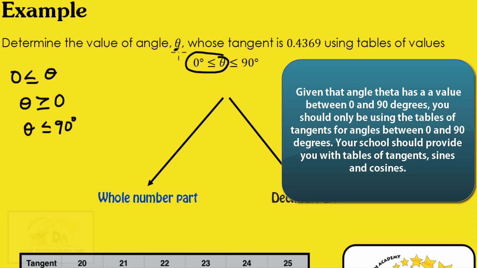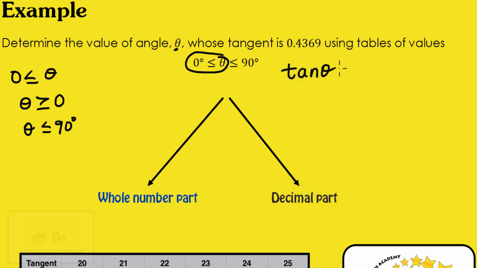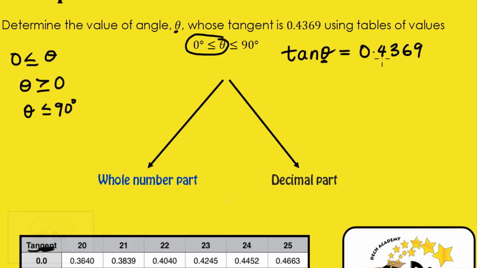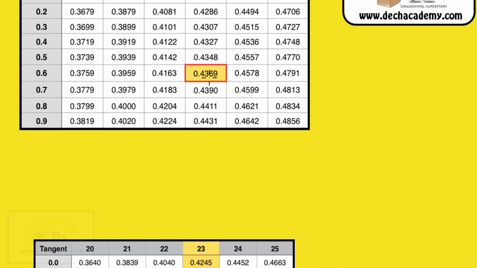Anyway, we don't know the angle, but we're given the tangent. So we know that the tangent of theta is equal to 0.4369. So how do you work out the angle? We're working in reverse now. Well, we have a table of tangents here, as you can see. The tangents are these values in this white field. So you locate the tangent value you're looking for, which is 0.4369, as you can see here.